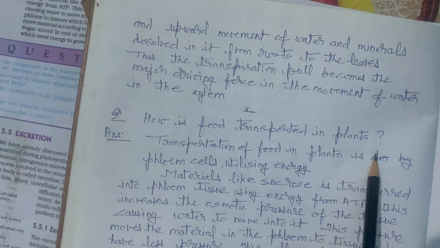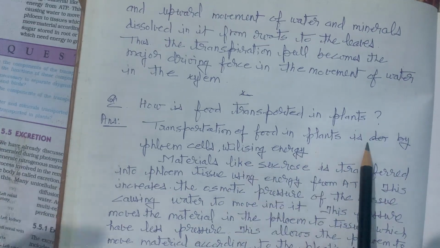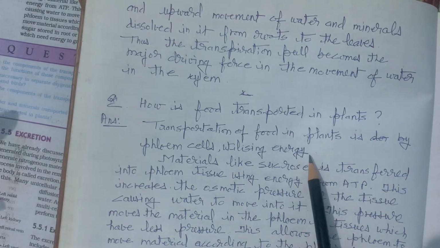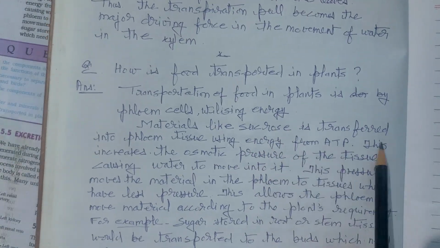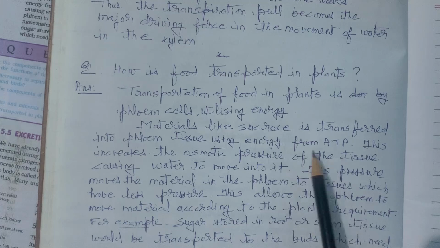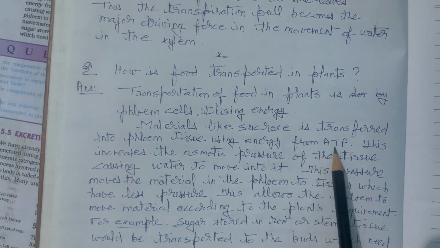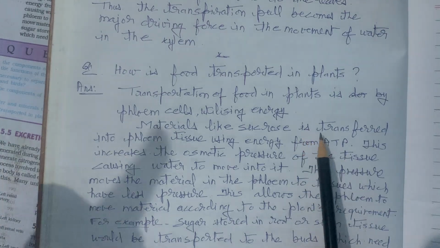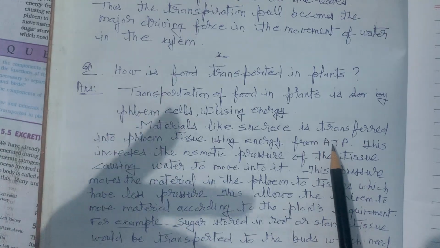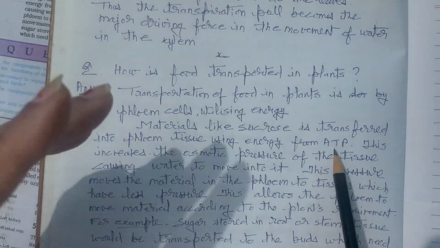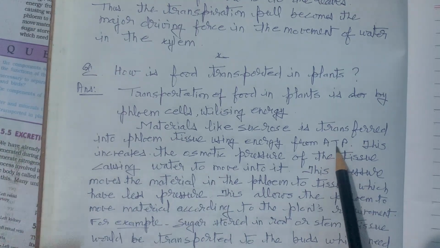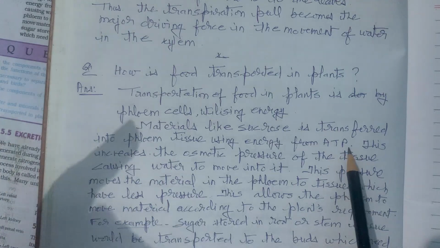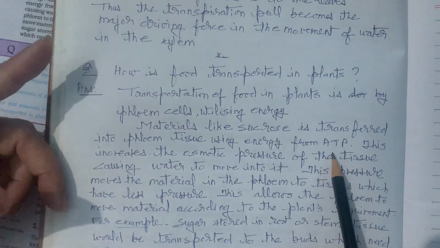Next is your question: how is food transported in plants? Transportation of food in plants is by the phloem cells utilizing energy. Materials like sucrose are transferred into the phloem tissue using energy from ATP. This ATP is formed during the process of photosynthesis, and when ATP changes into ADP, it releases energy, and this energy is utilized by plants.